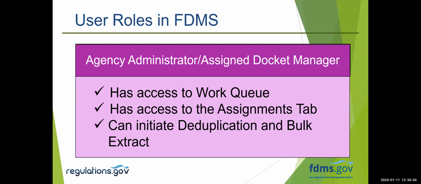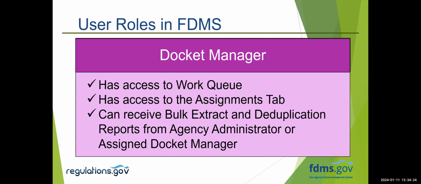By default, the agency administrator will have the ability to run the bulk extract and deduplication features because admins have all the dockets assigned to them automatically. Assigned docket managers would have that permission to run the bulk extract and the deduplication report because that docket is assigned to them. Whereas docket managers who are not assigned the docket can still access the work queue. They can manage dockets and document assignments using that assignments tab. But since they're not the assigned docket manager, they're not going to see the option to run the bulk extract or the deduplication reports. They can receive the information from those reports, but they just can't initiate them.